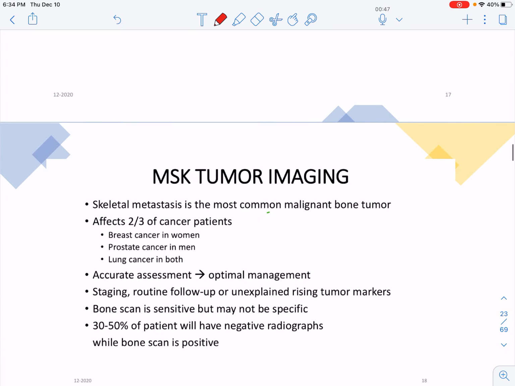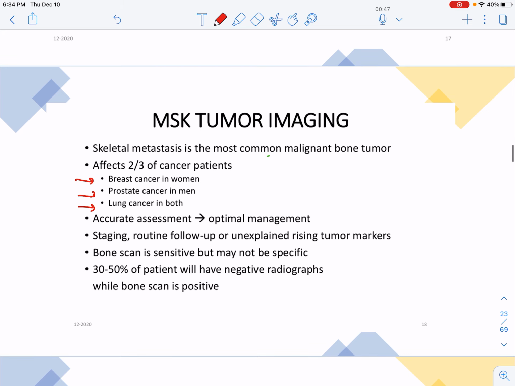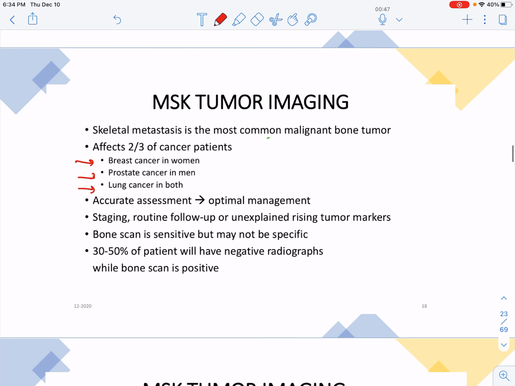MSK tumor imaging. So for the tumor, most likely if there is a cancer in the breast or prostate or lung, it's going to spread. If they didn't detect it early, it's going to spread to the bone, and bone scan is a good modality to image that part. It's good for staging, follow up, and it's sensitive. We're going to know that there is a disease, but it's challenging to know which exactly the disease.